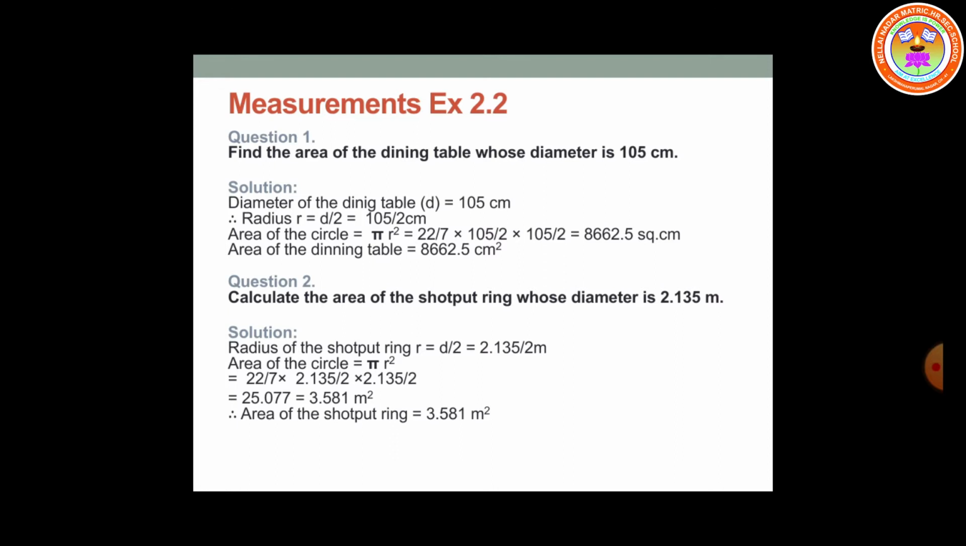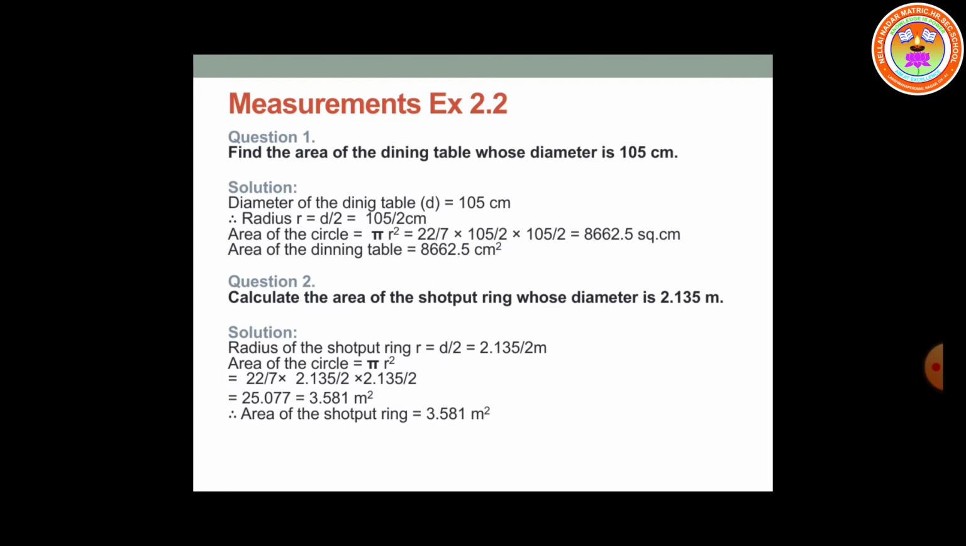First question: find the area of the dining table whose diameter is 105 centimeter. The dining table is the shape of a circle. Circle shape means we have to find the area of the dining table. How do you find the area of the circle? What is given in the problem? Given diameter is equal to 105 centimeter.